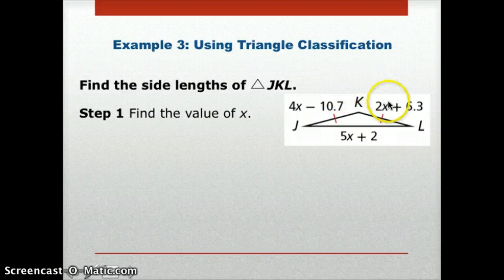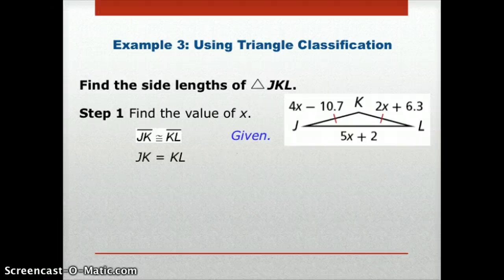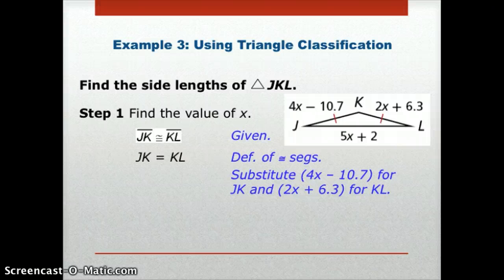I actually have 3 pieces in this picture that have x's, but we need to make sure we pick the 2 that are related. So if I see KL and KJ both have dashes, that means that they're congruent. Those 2 are related. JL is not. So in the picture, it's given to us that JK is congruent to KL, which means their measures are equal, because that's what it means to be congruent. So we can substitute their measures into that equation.